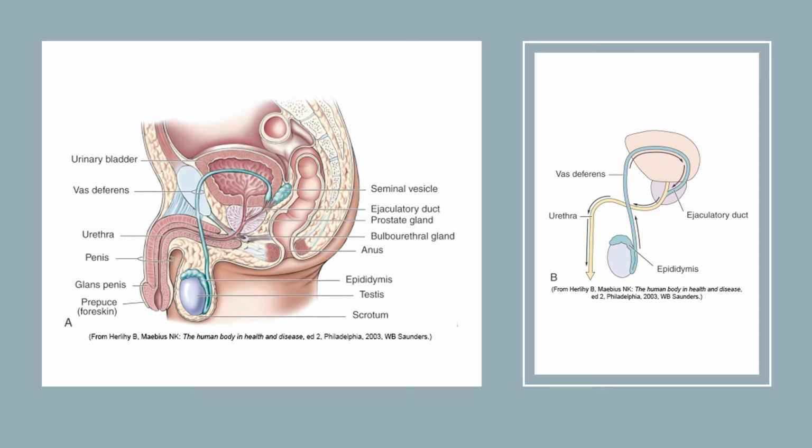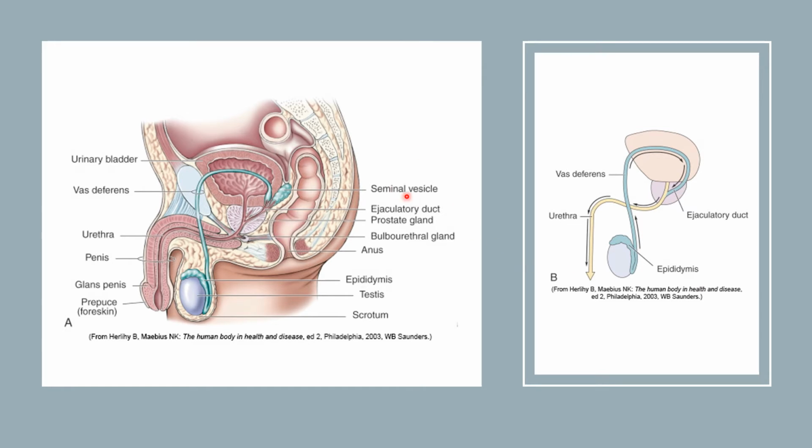And here from your textbook are some diagrams. Here, this one over here is illustrating the tubules here, the urethra. We can see it joins with the vas deferens and the epididymis. And here is our ejaculatory duct.